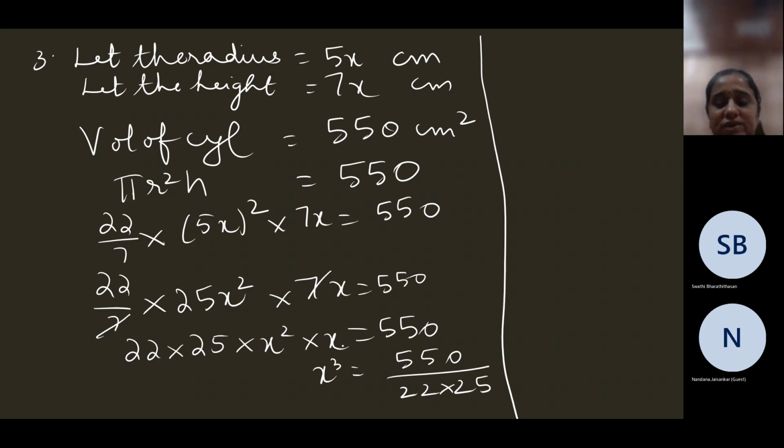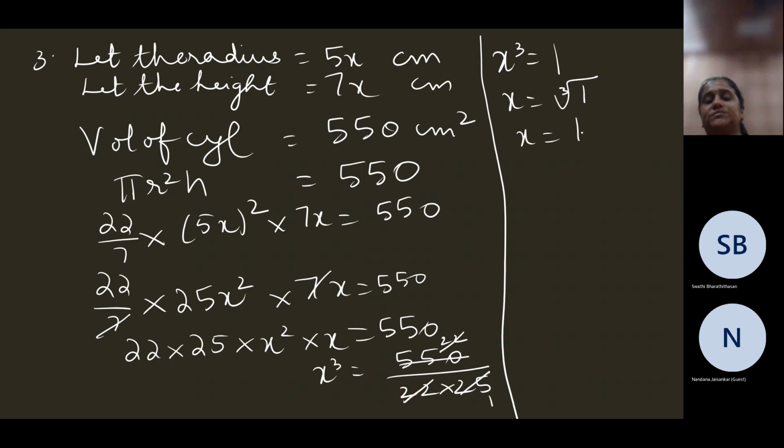So 22 and 25 come to the other side for division. X square into x is x cubed. So x cubed is equal to, when you simplify, 25 ones are 25, 25 twenties are 500. So this will be 25 times 22, and 22 and 22 get cancelled. So x cubed is equal to 1. X is equal to the cube root of 1. X is equal to 1.